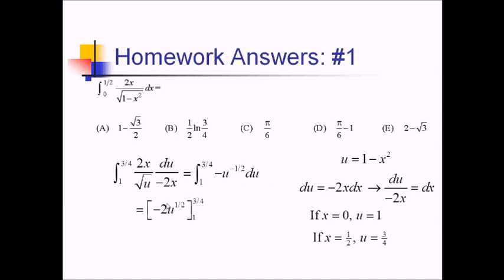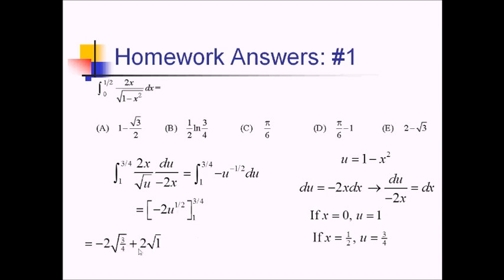Now I have to plug both of these in. These are u values. Since I've already got this expressed in terms of u, I can just plug in directly. I don't have to substitute this 1 minus x squared business back in here. So I'm going to have negative 2 times the square root of 3/4. And then minus, but I'm subtracting, so plus 2 times the square root of 1.